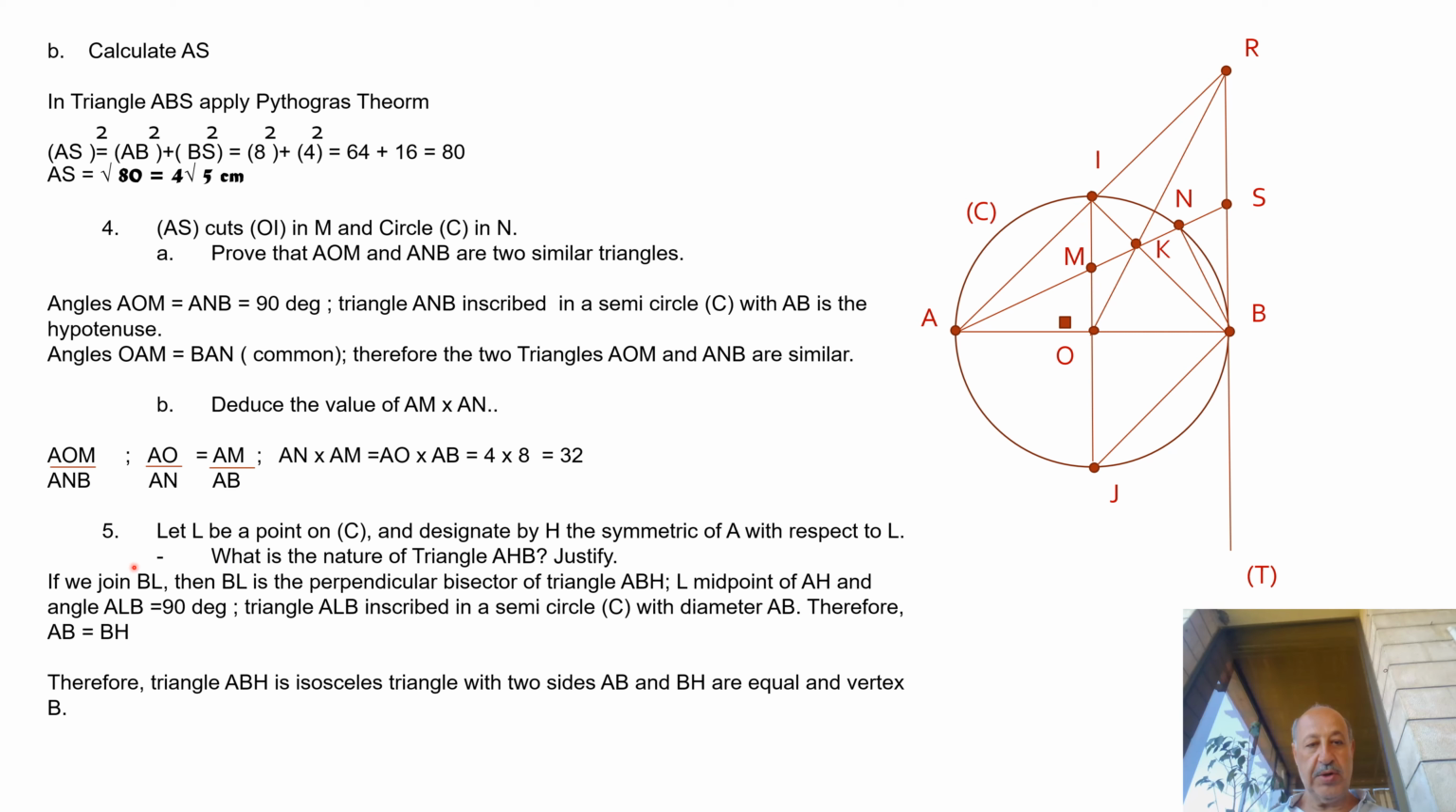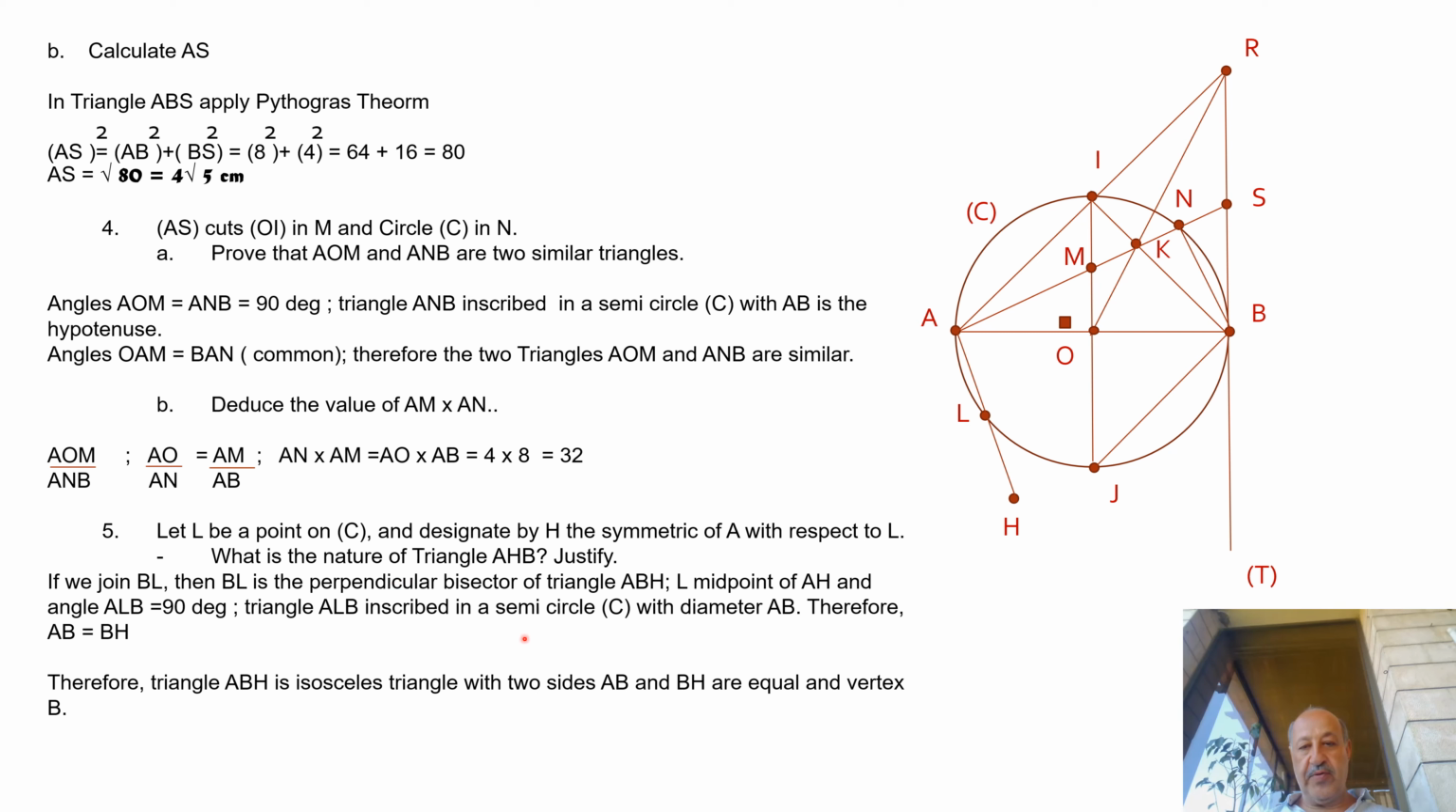Okay, so let's go to question number 5. Let L be a point on C and designate by H the symmetric of A with respect to L. Let's draw it. So L is a point on C and designate by H the symmetric of A with respect to L. So it means that AL is equal to LH.